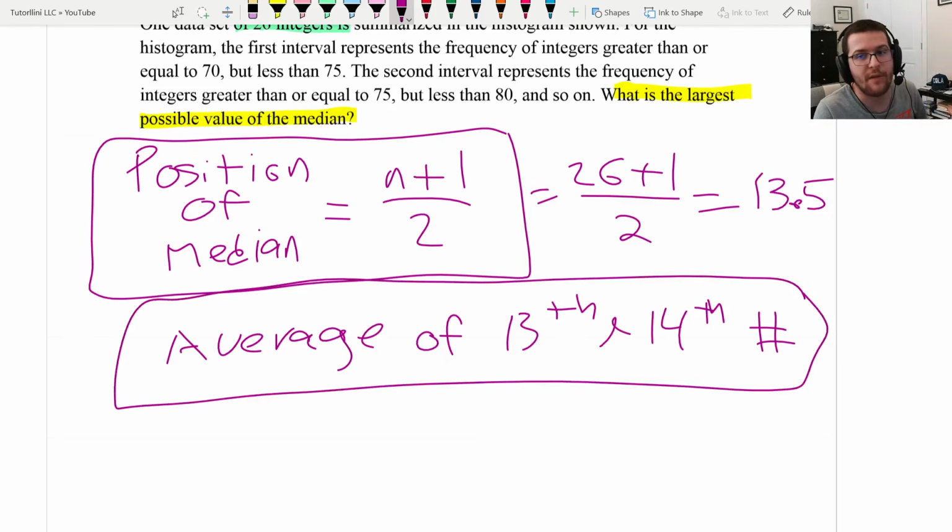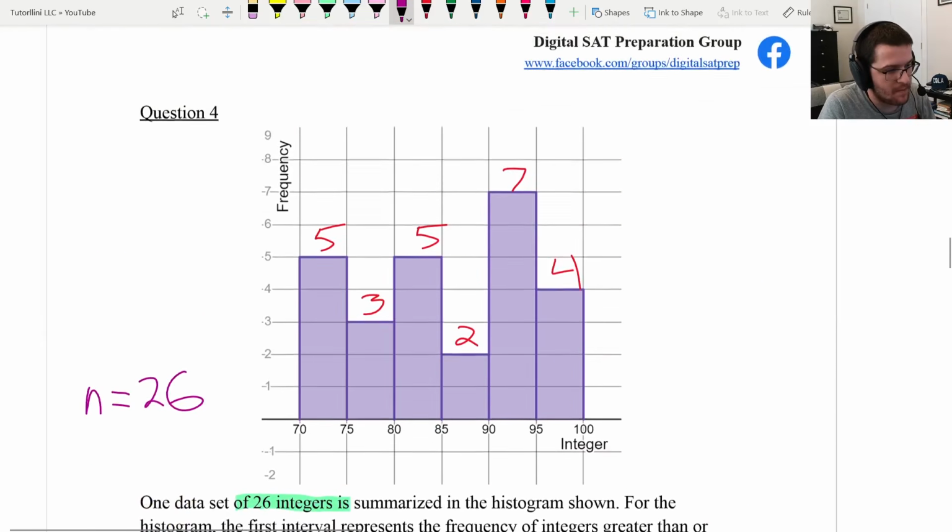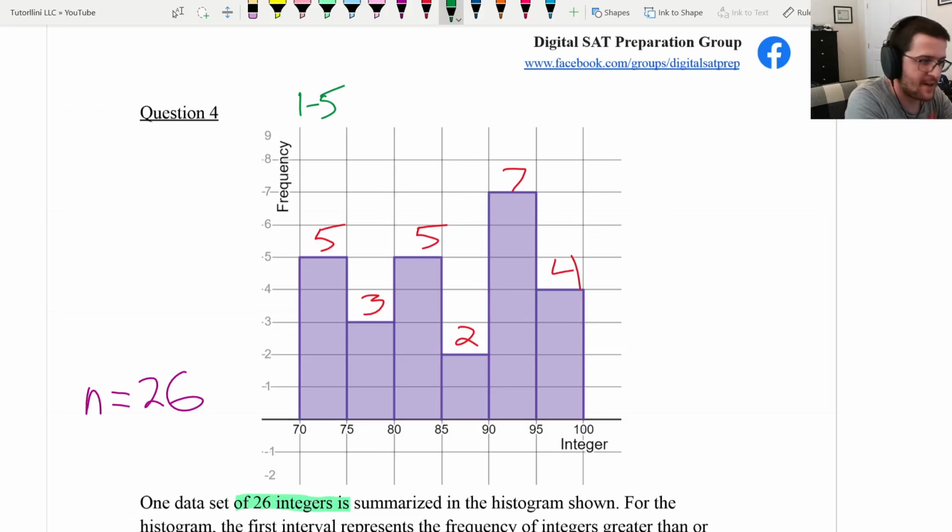So now we have to go to the chart and figure out what the 13th and 14th number are. So let's do that. What you can do is cumulatively add until you hit 13. Why don't I go through it meticulously, and then we can maybe do it a quicker way. So the first box has the first number in it, and it also has 5, so it has 1 through 5. Hopefully kind of obvious. If we ended at 5, the next one's going to start at 6.